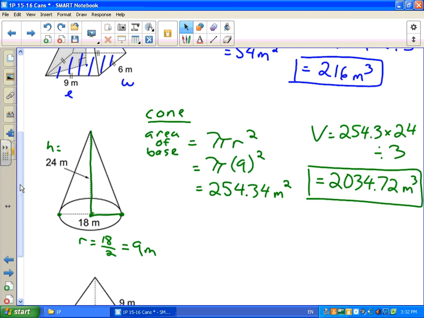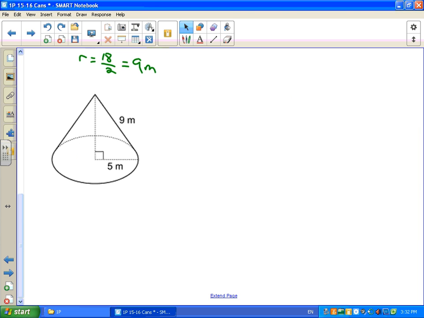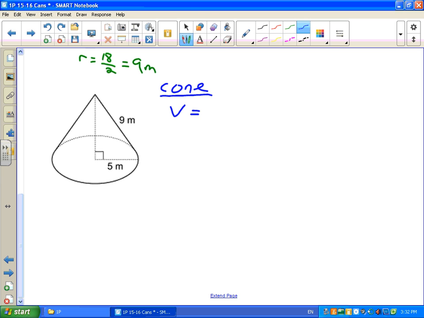The last one here that we're going to do is a little bit trickier. Okay, this is another cone here. So we want to use the formula again. I've identified this as a cone. We want to use, again, area of the base times height and divide this by 3. Let's do our base area here.